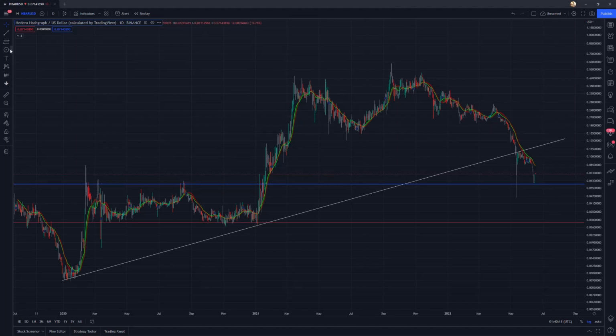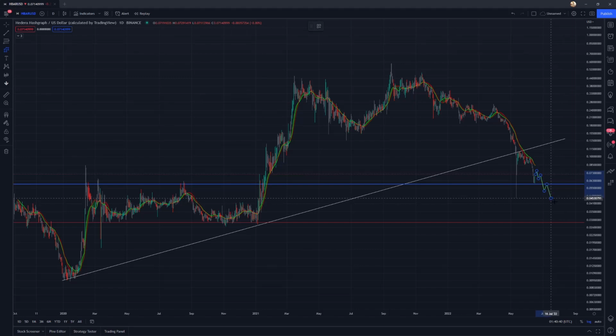Just to give you an illustration of what I'm talking about, it would mean something like this, where we come back down, lose this area, and then flip this into resistance, coming back up and rejecting off of it, and trending back down, maybe to this lower range at 3 cents, or maybe to the middle of the range around 4 cents, 4.5 cents.